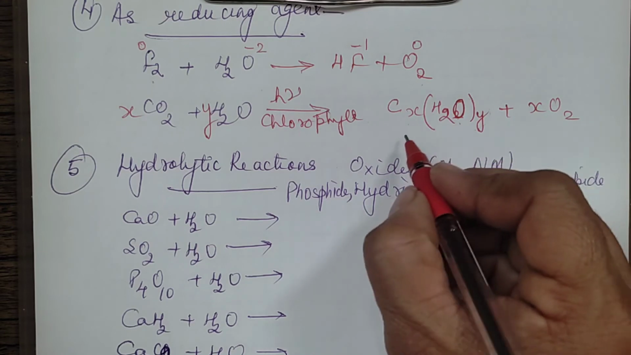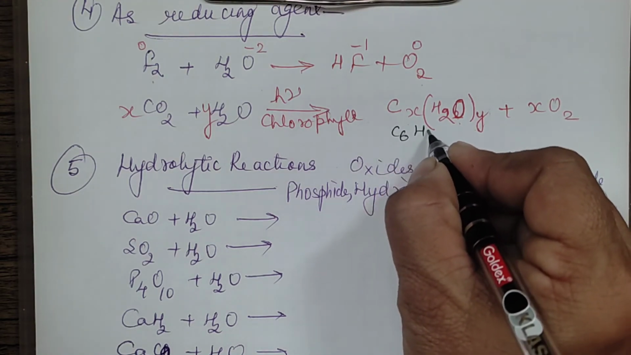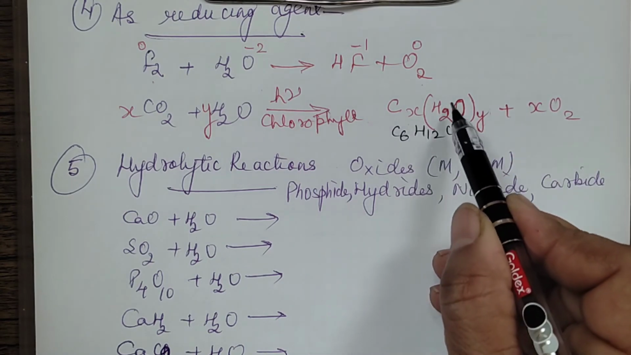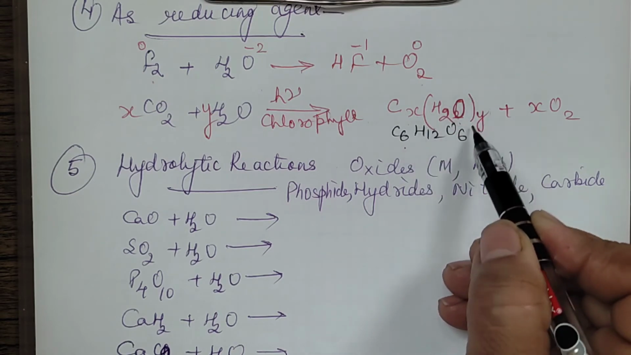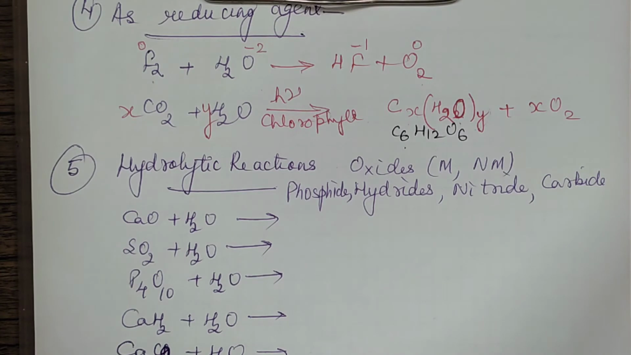So instead of this, you may also write down glucose, C6H12O6. So basically it is, in x value here is this, and this whole thing is twice. So that is why it is written as y. It's a balanced equation given this way.